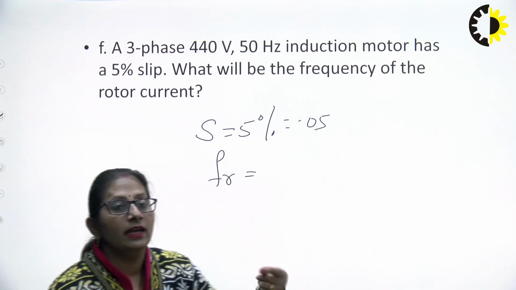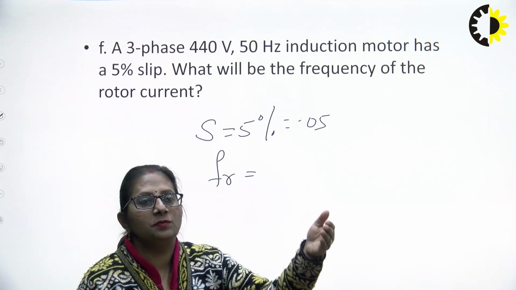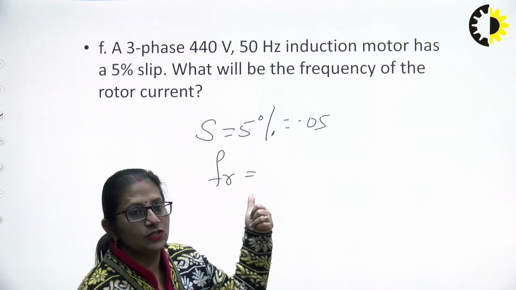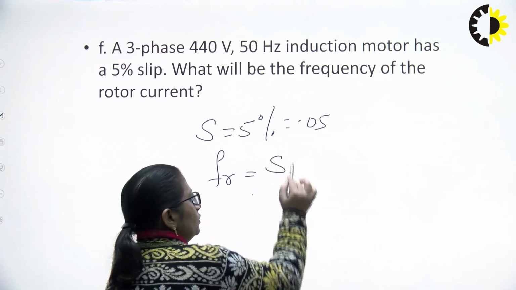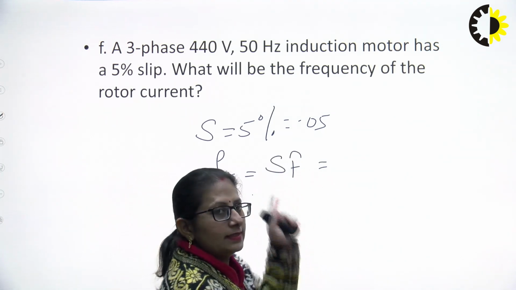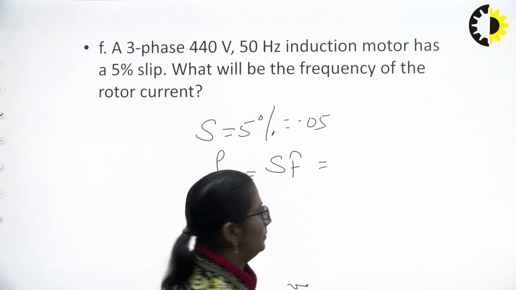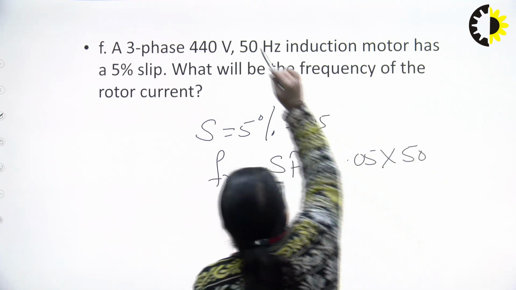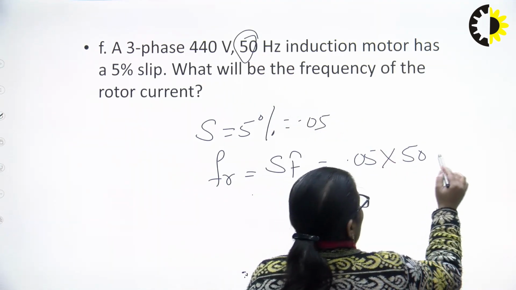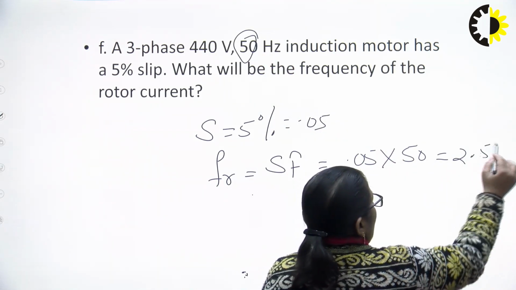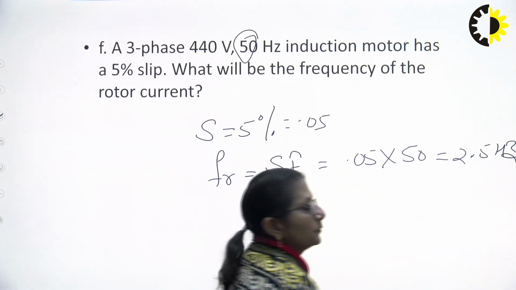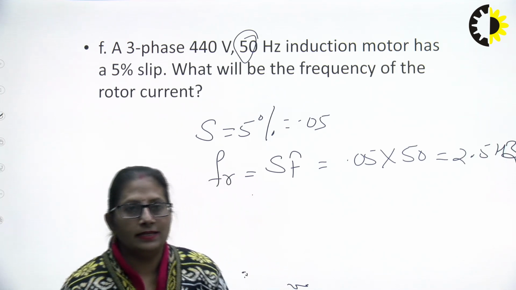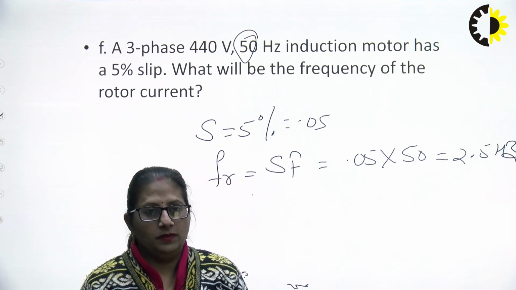But in running condition, as the motor gains speed, as the slip decreases, the rotor frequency changes and it is given by S times F, the slip times the supply frequency. Slip is 0.05. The supply frequency is given as 50 Hertz. So, this becomes 2.5 Hertz. So, this is going to be the frequency of the rotor current with the slip 5%.